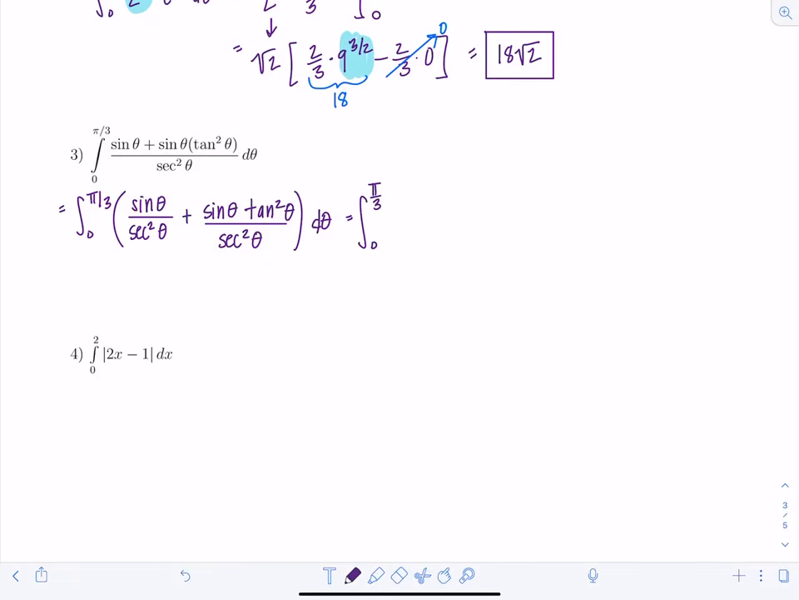Otherwise it's wrong. So I have sine theta. If I have secant squared theta in the denominator, that's the same as multiplying by cosine squared theta, plus, and then I'm going to do the same thing in the next term. So I have that sine theta cosine squared theta, because that secant squared can come up to the numerator as cosine squared. And then tan squared, I can rewrite that as sine squared theta over cosine squared theta d theta.